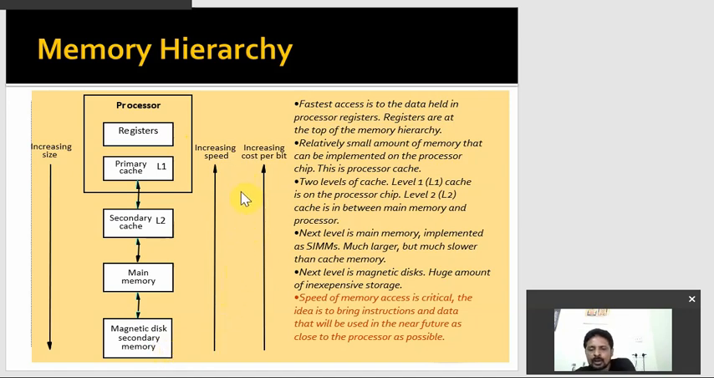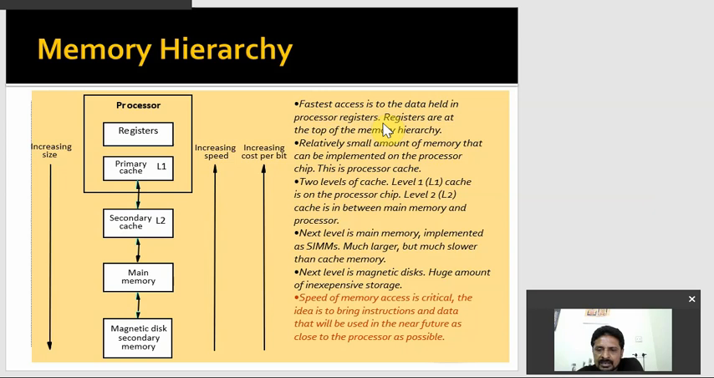The cost also: the lowest cost unit is the magnetic disk or secondary storage. After that the cost increases through main memory and cache, and the register is the costliest one. In this manner they have defined the hierarchy. The size increases from register to secondary memory, the speed increases from secondary memory to register, and the cost also increases from secondary memory to register.